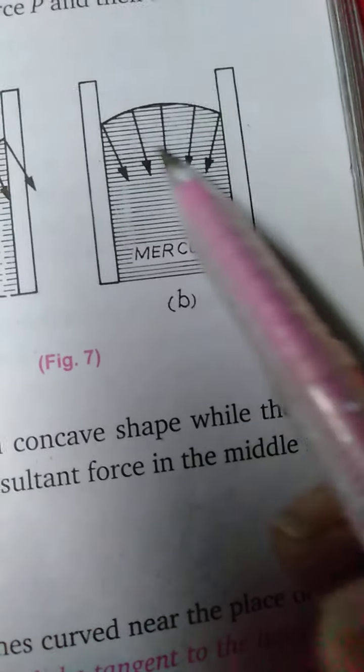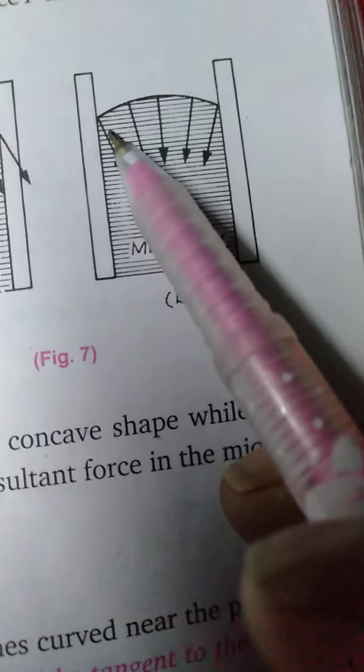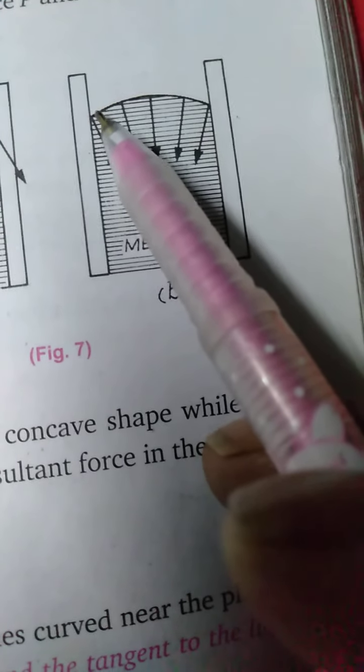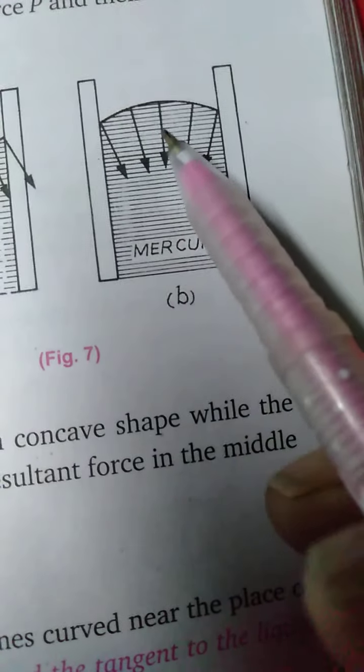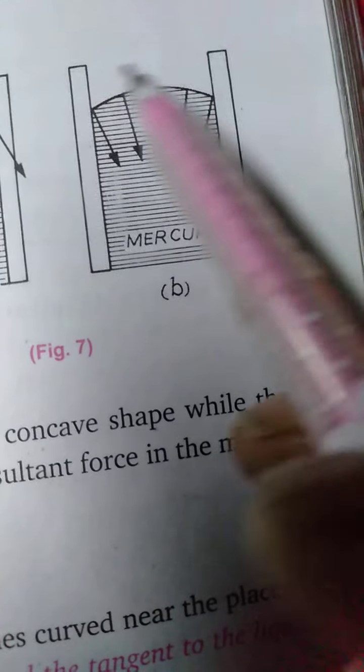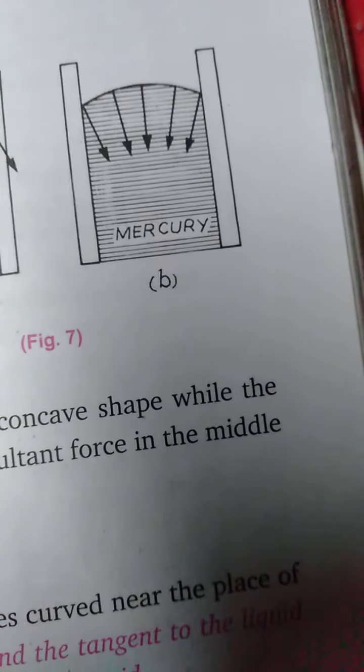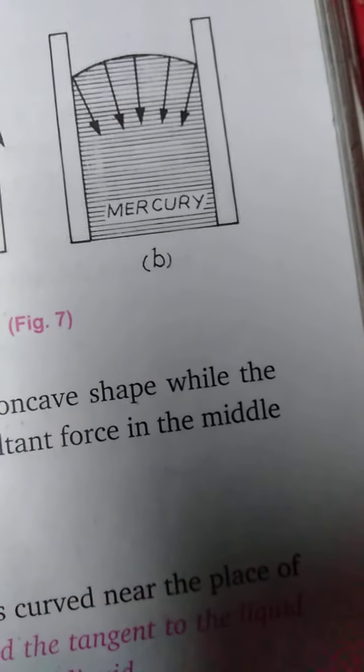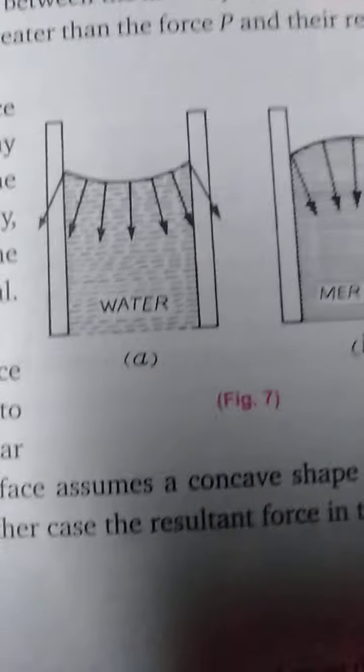Okay, so this is because of the less force of adhesion between mercury and glass. What is happening? We are getting this shape. Okay, so this is the main reason, cohesion and adhesion, for the shape of the meniscus.